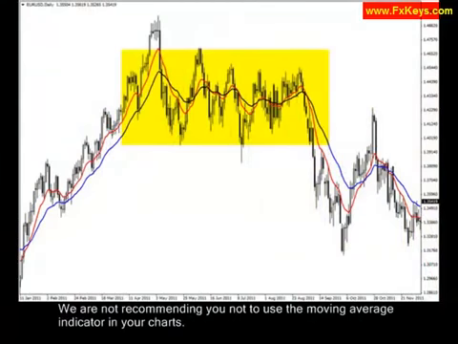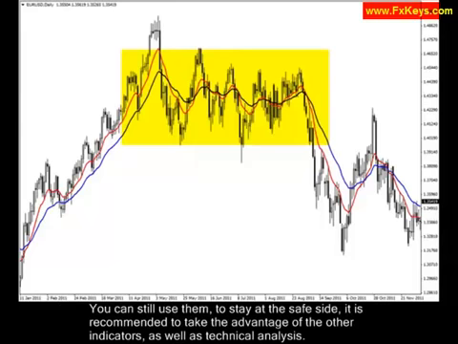We are not recommending you not to use the moving average indicator in your charts. You can still use them, but to be on the safe side, it is recommended to take advantage of the other indicators, as well as technical analysis.